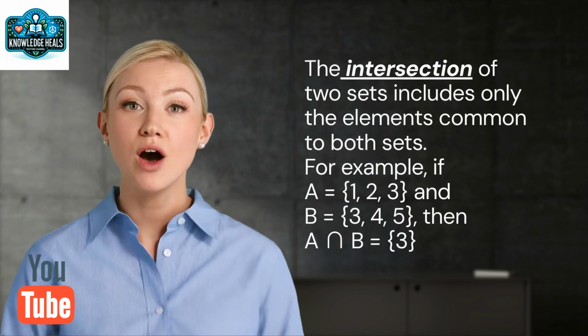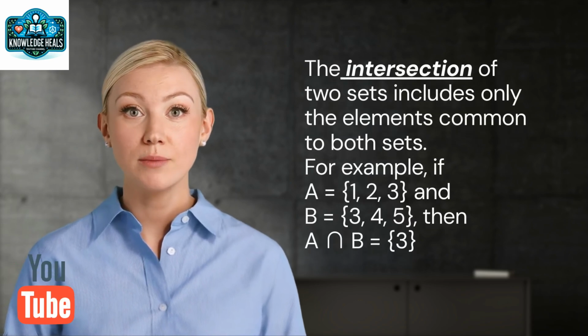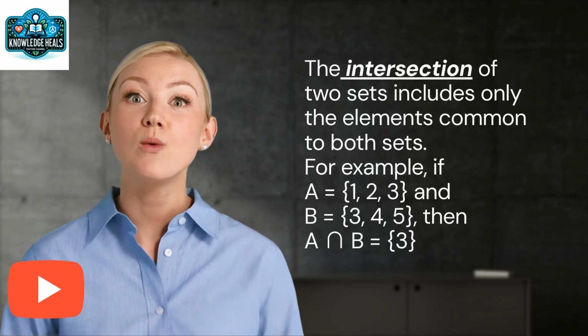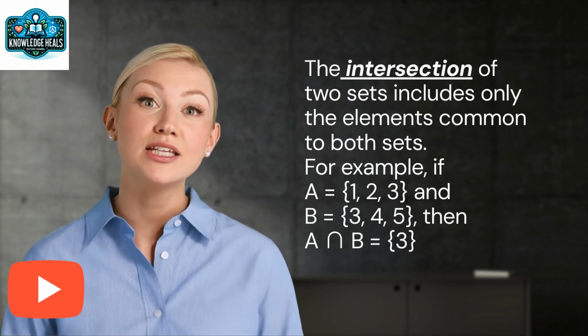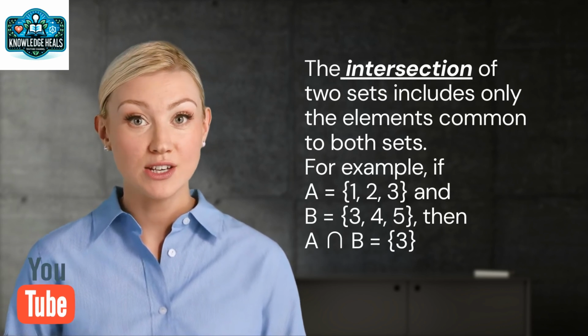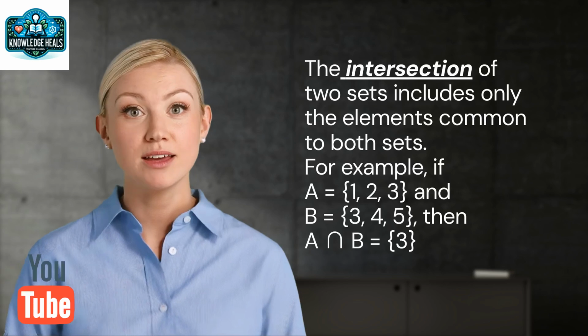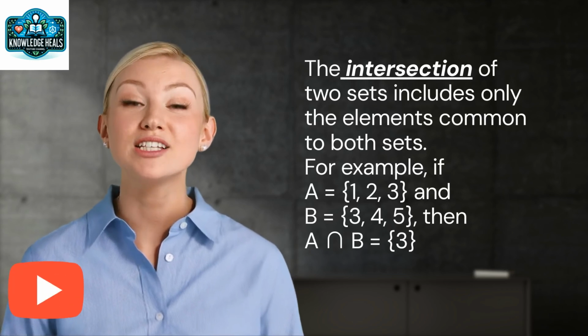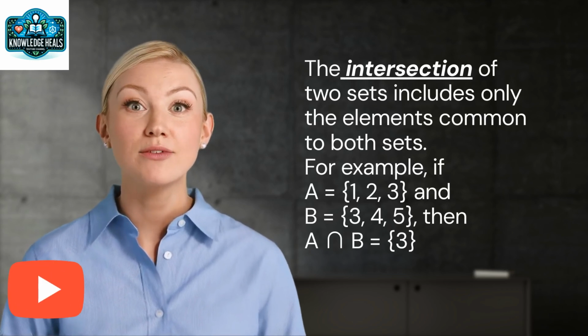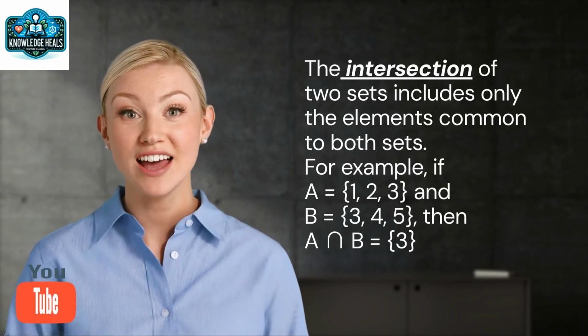The intersection of two sets includes only the elements common to both sets. For example, if A = {1, 2, 3} and B = {3, 4, 5}, then A ∩ B = {3}. In this example, we see that only 3 is common in both sets. Therefore, only 3 is included, not any other elements.